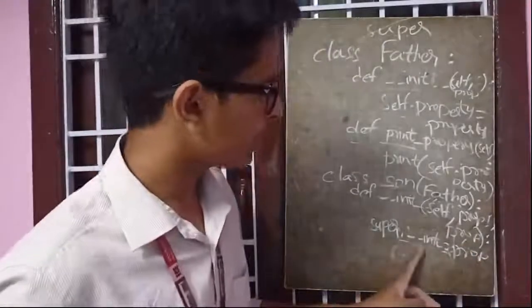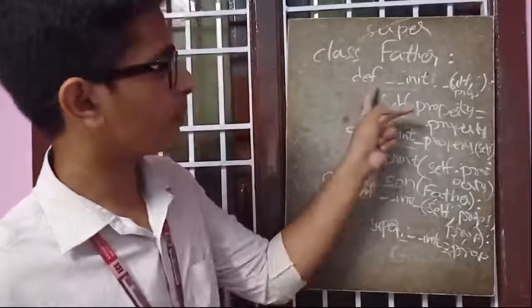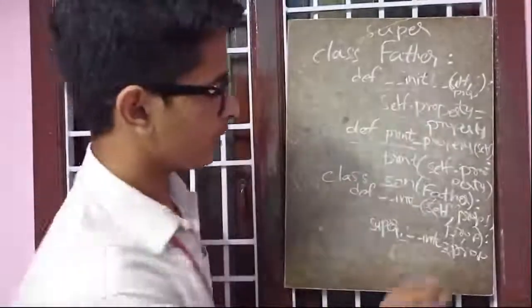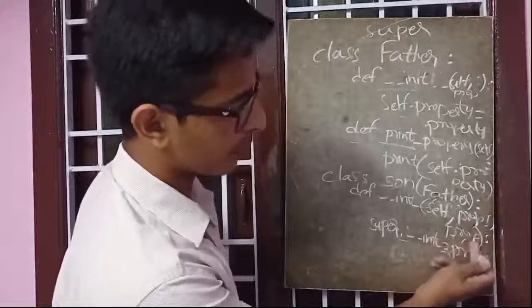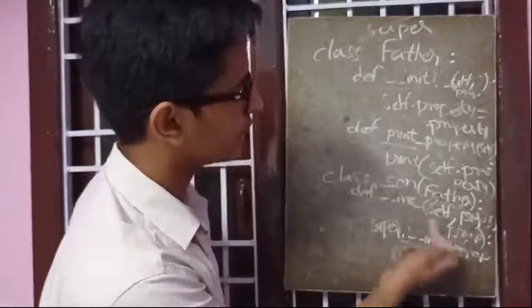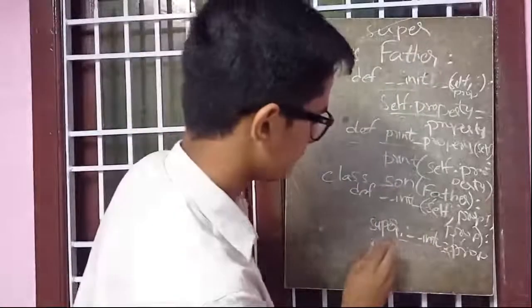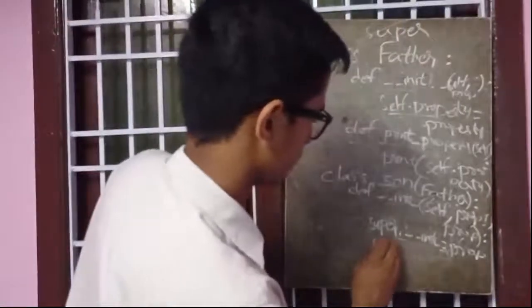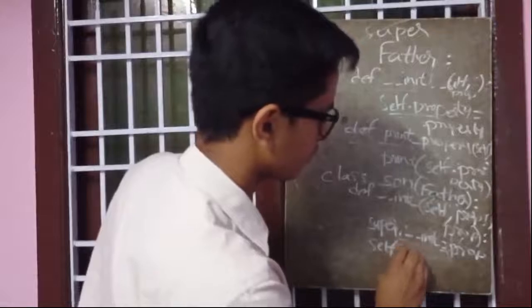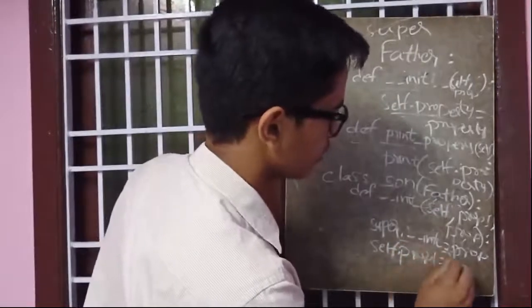See, this super.init method belongs to the parent init method. That means in this super.init method, we pass a parameter property. This property will be assigned to the self.property in the parent class, and self.property1 equal to property1.